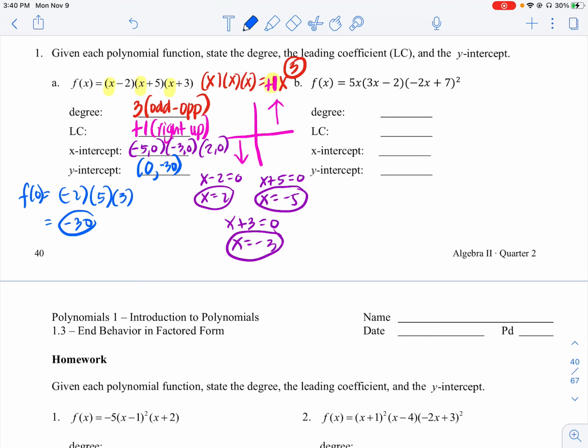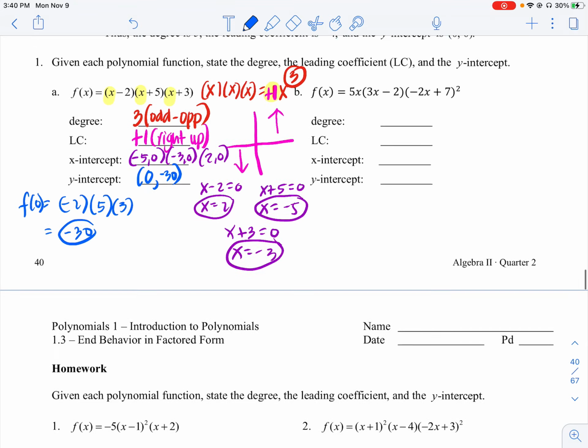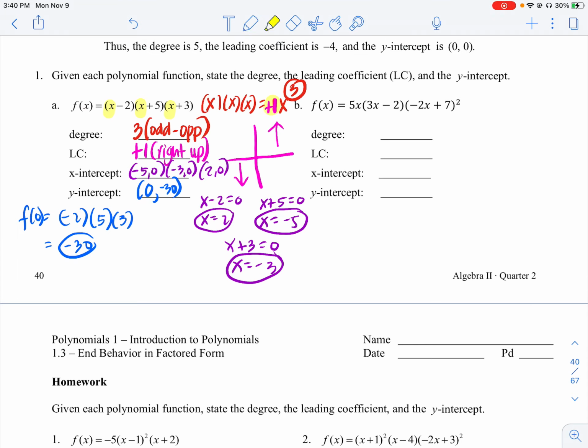For B, let's do the same thing. I'm going to extract the x terms. So I have 5x, I have a 3x, and then I have a negative 2x. And let us multiply them together.